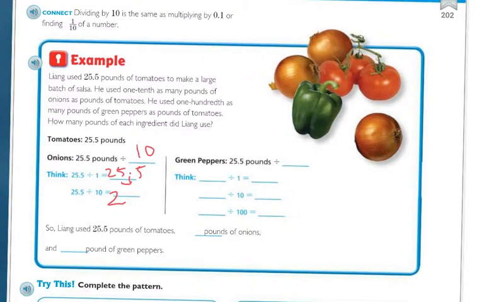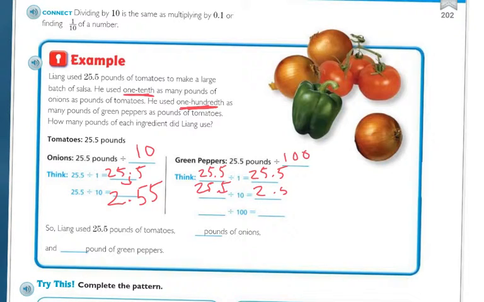So it's going to be 2.55. So the green peppers is 25 5/10 pounds divided by 100. Because that's what it says here, right? It's 1/100th, whereas this one was 1/10. So first I'm going to think 25.5 divided by 1, we already said on the other one, is 25.5. 25.5 divided by 10. Now I remember I moved my decimal over 1.